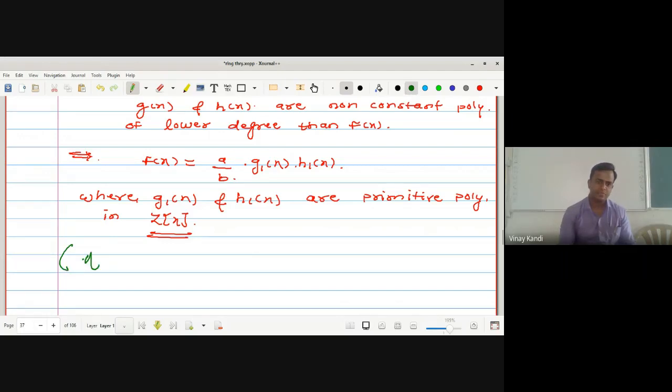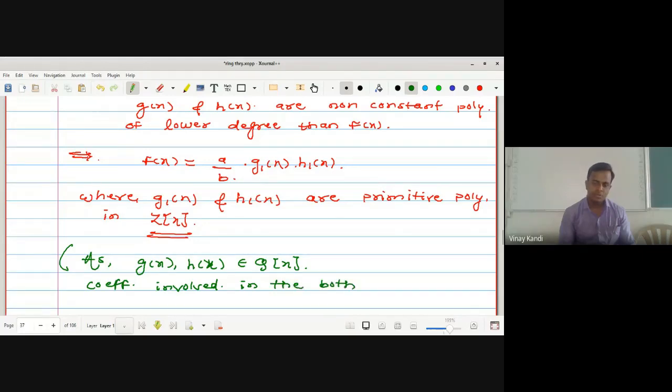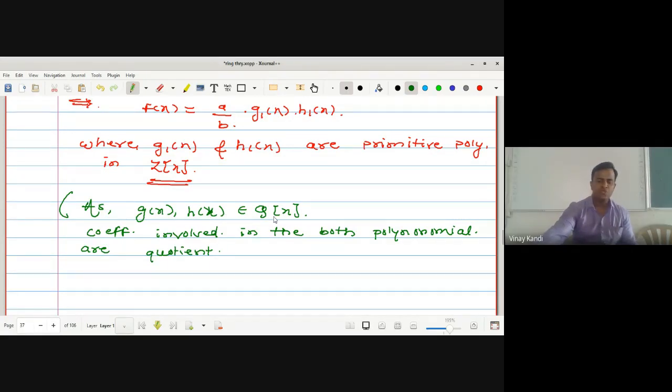Suppose g of x and h of x belong to Q of x. Okay, what is the meaning of this? The coefficients involved in both polynomials are quotients. As g of x and h of x are two polynomials in Q of x, the coefficients involved in both the polynomials are in the form of quotient, of the form r upon s, where r belongs to Z and s belongs to Z.